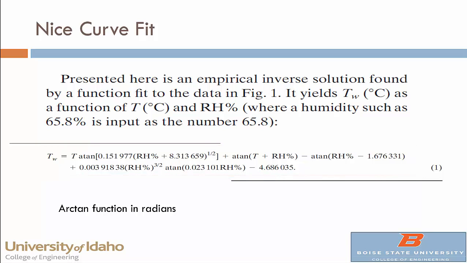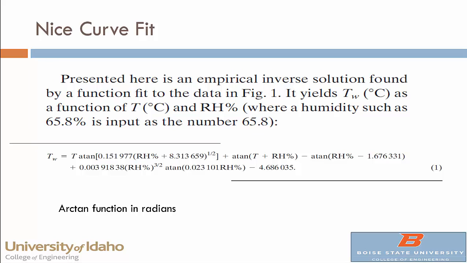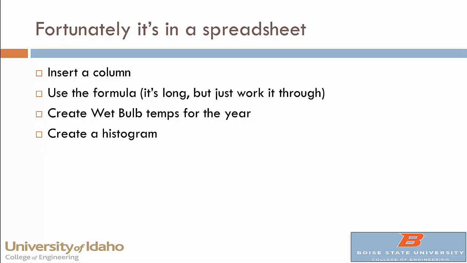And I have this excerpt here to tell you exactly how to use it. In other words, relative humidity is entered as a number between 0 and 100, not between 0 and 1. And it's in centigrade, and all that matters. Arctangent is in radians. And it's kind of ugly, but it works. Okay, and of course, it's in a spreadsheet anyway, so you only have to enter it in once.